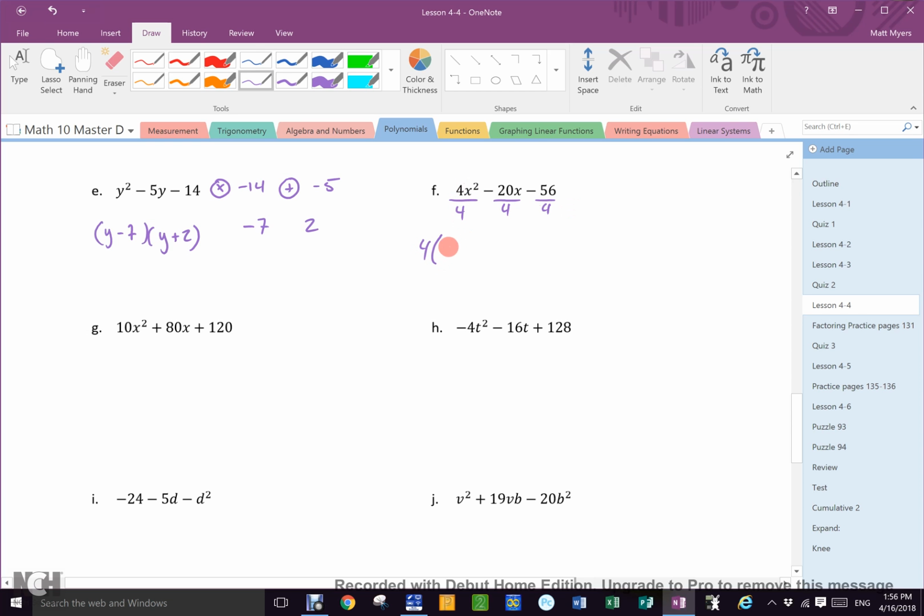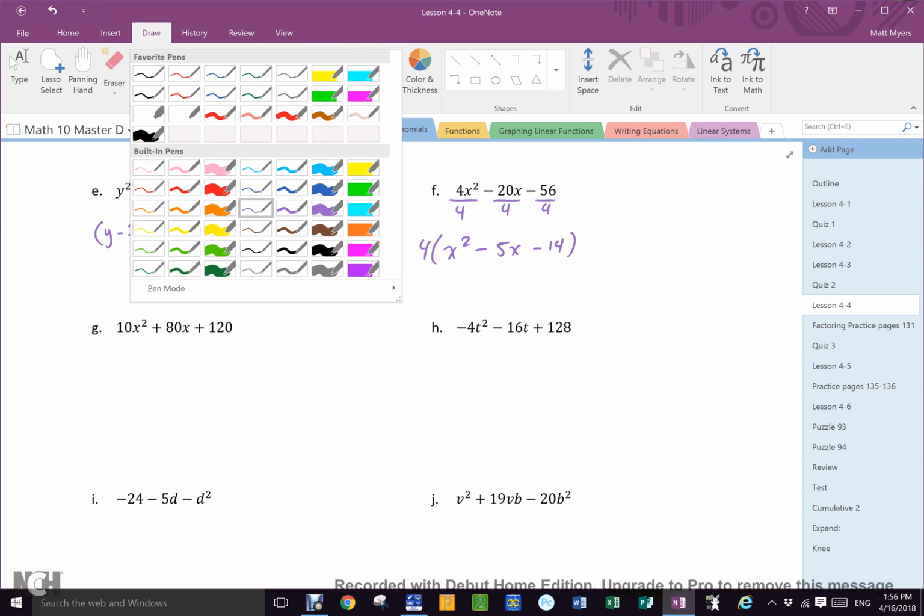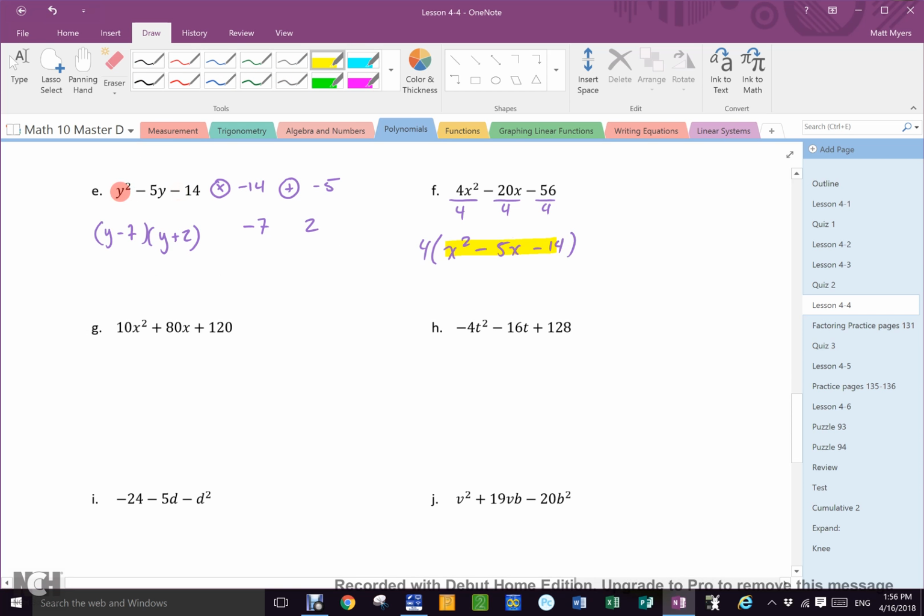What is this one? X squared. What is this one? Negative 5x. What is this one? Negative 14. Hey, wait a minute. Aren't those the same? Remember how I said sometimes you have to factor more than once? So what would we do with that guy? We're going to factor him, which we already have, x minus 7, x plus 2.